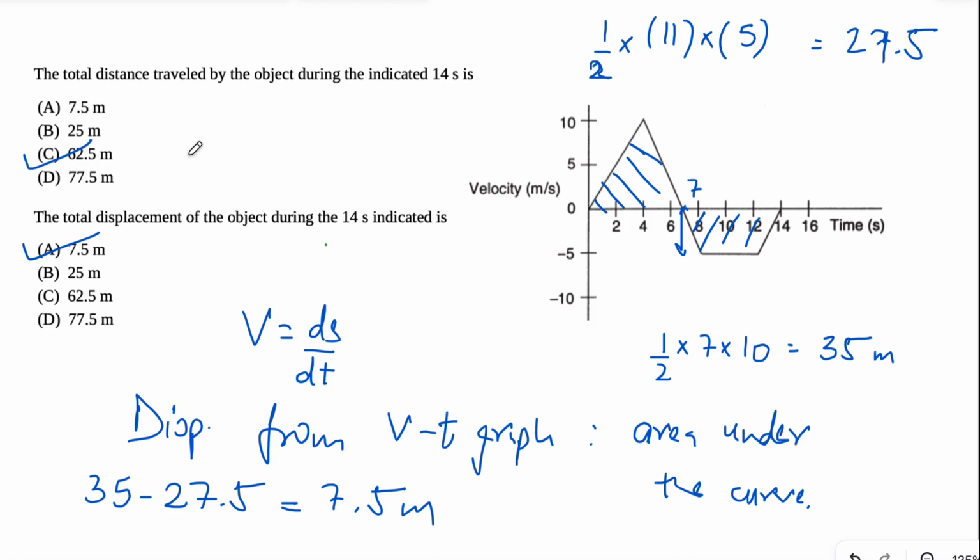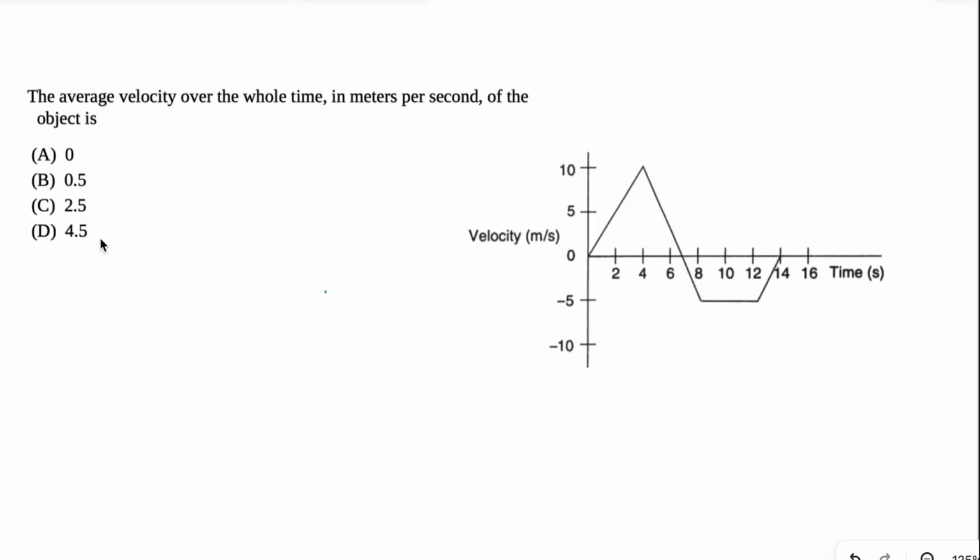Now there's one more part to this question. Let's bring that up. The third part, the average velocity over the whole time in meters per second of the object. Okay, they're asking about V average. So V average, simple rule, V average is total displacement over total time.